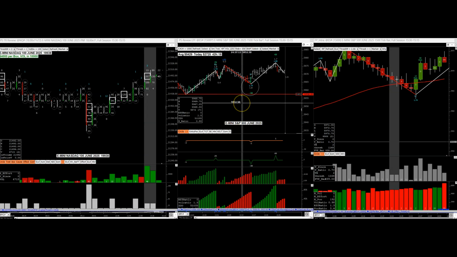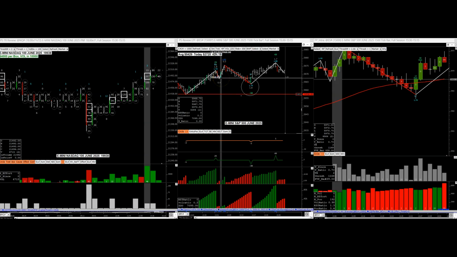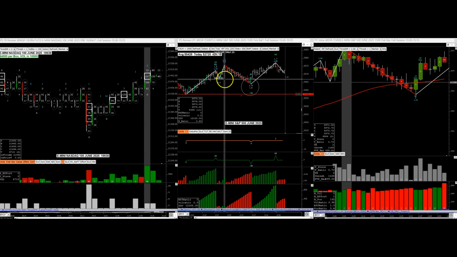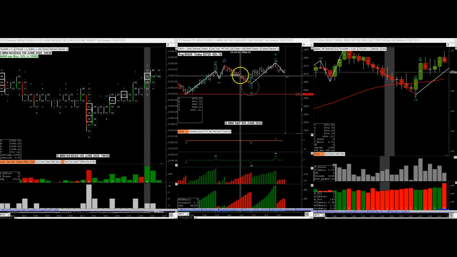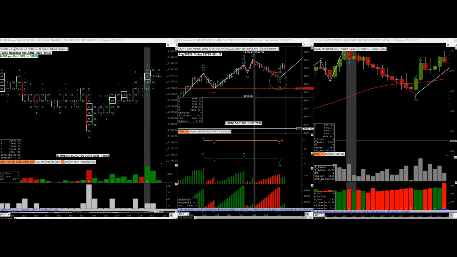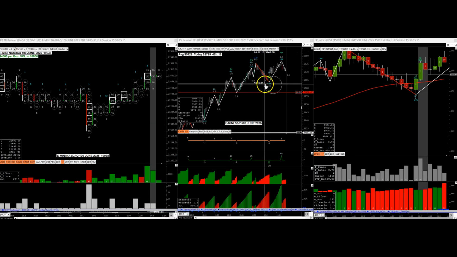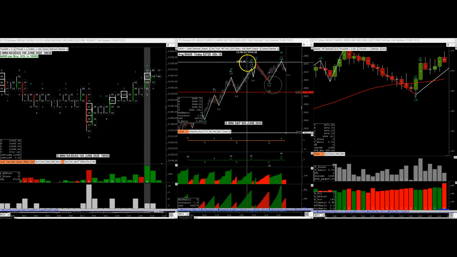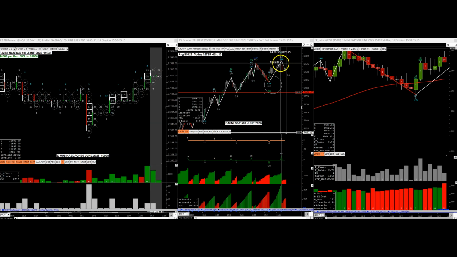Now, this is a type of spring. There are different types of springs. This is just the one I like. So you can see that this was the first spring. Typically the chances of it working are very high. And it just made a higher high because it's the end of the day. So that's all you're going to get.